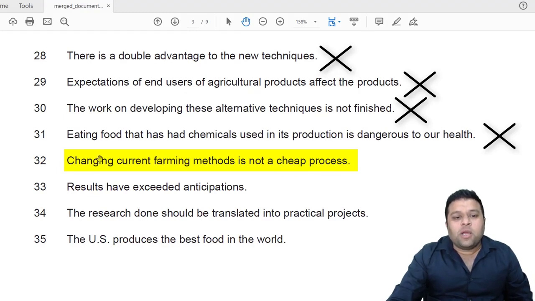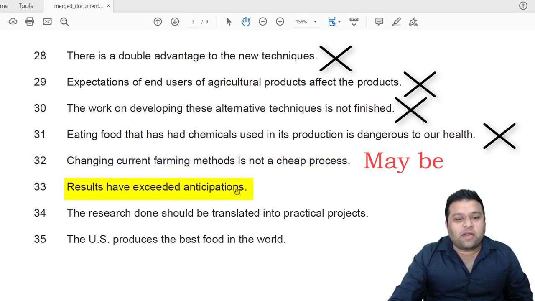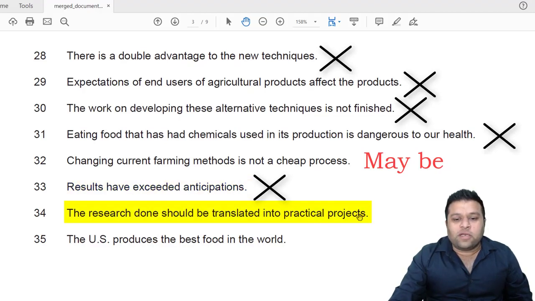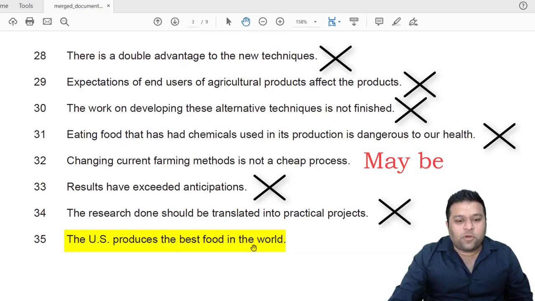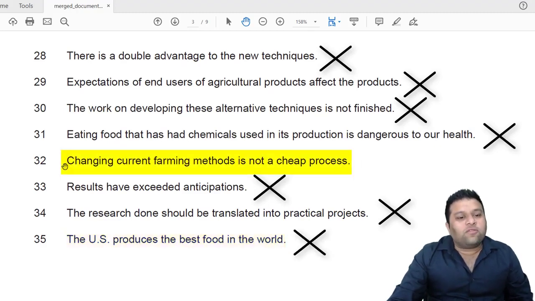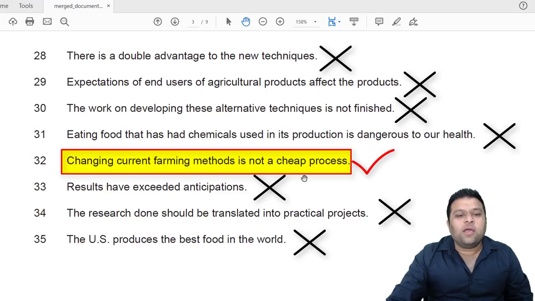Can this be the answer? My answer is maybe. I'm not going to say yes. I'm going to say maybe, because there can be a better answer. Results have exceeded anticipations. No, they're not talking about results. The research done should be translated into practical projects. No, that's not what they're talking about either. The US produces best food in the world. Is that what they're talking about? No, they're not. So the answer is changing current farming method is not a cheap process.